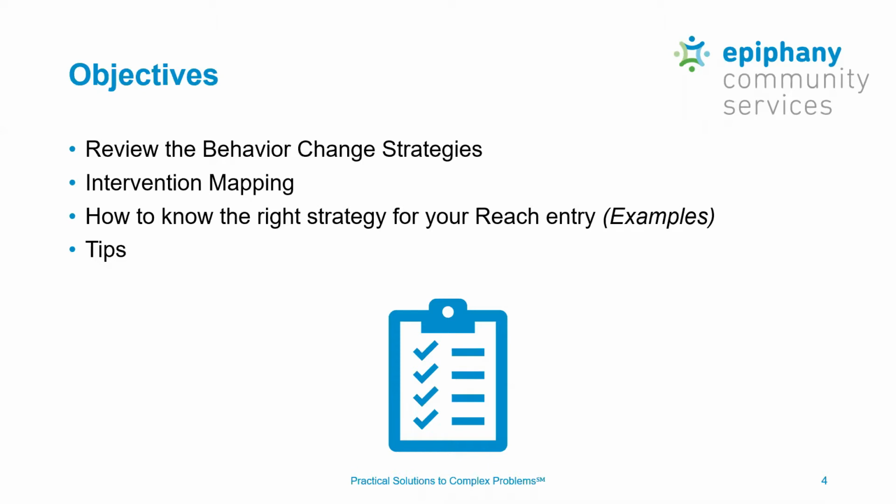When we come into Reach and we're entering our data, if we have that intervention mapping clear in our mind, we can a lot of times enter our data into Reach a lot easier and feel confident in the strategy that we're selecting. And then we're also going to go into some examples today. We're going to round everything out with tips, questions, anything else at the end that you may want to talk through. And we will leave some time at the end as well for examples that you may have.